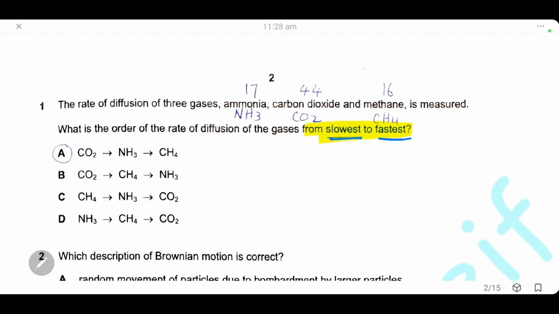So here I calculated the molecular mass for ammonia 17, carbon dioxide 44, and methane 16. We can see that carbon dioxide has the highest molecular mass, so it will be the slowest, then comes ammonia, and finally methane. So the order from the slowest to the fastest will be carbon dioxide, then ammonia, and finally methane. The answer will be A.